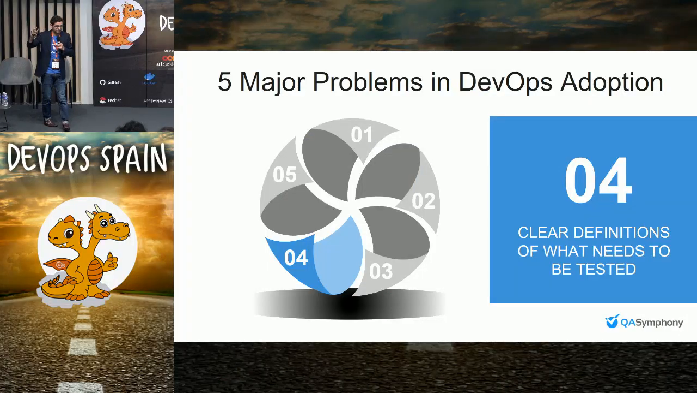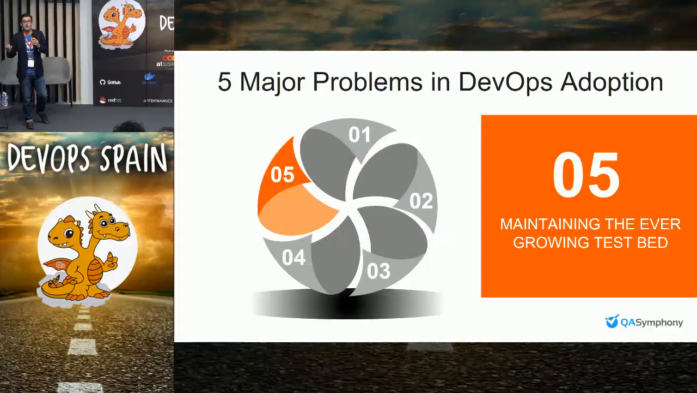Problem number four, clearly defining what needs to be tested. This kind of summarizes a little bit of the first two: providing a tester with explicit documentation on what they actually need to test. If I'm testing one specific web browser, I need to know the actual specifications of that branch of code, why I'm testing it, and what the impacts of my test are in my DevOps development cycle.